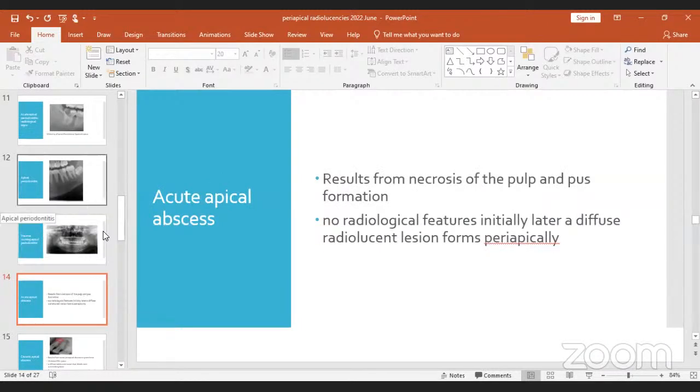Okay, from there, if nothing is done to that tooth, it may develop an acute apical abscess. So this will result from necrosis of the pulp, and you end up with pus formation. Initially, there are no radiological features, but later you'll find a diffuse radiolucent lesion which forms periapically.